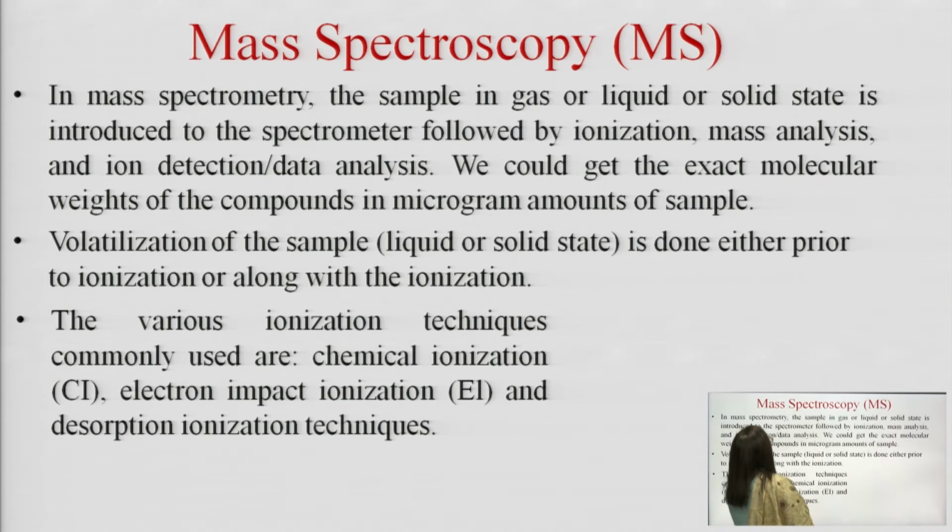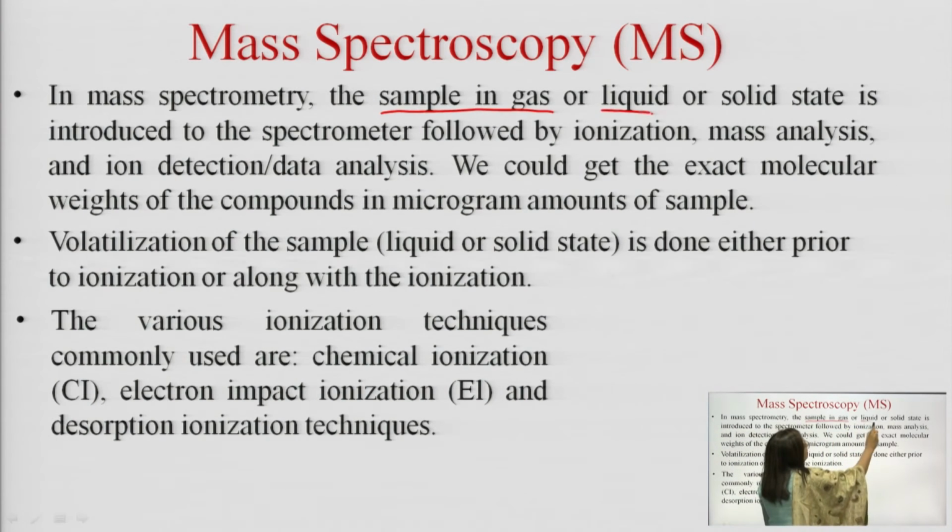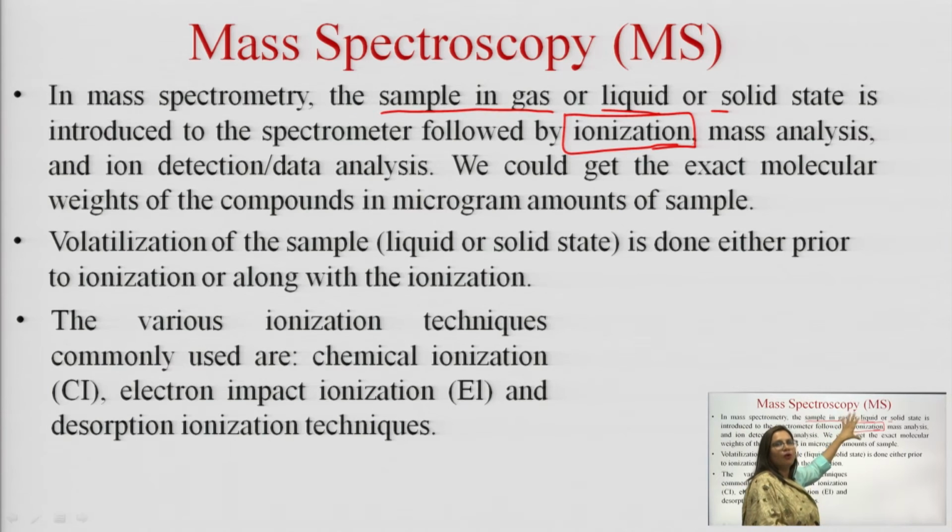Mass spectrometry: the sample in gas, liquid or solid state is introduced to the spectrometer, followed by ionization. In mass spectroscopy, this is another sophisticated device where the sample has to be analyzed before the deduction of the chemical structure. On ionization, the sample is broken into various ionic fragments.